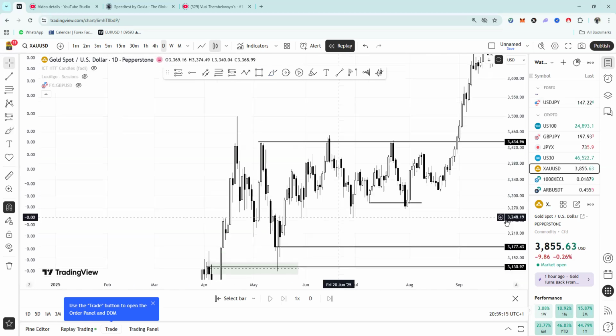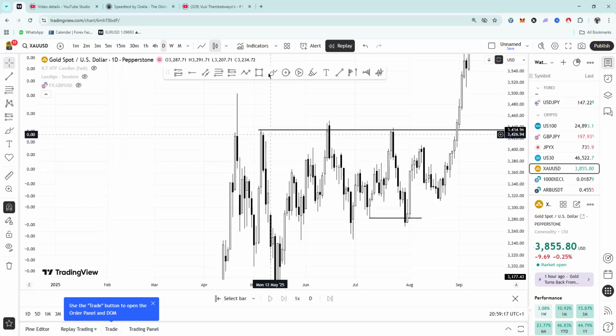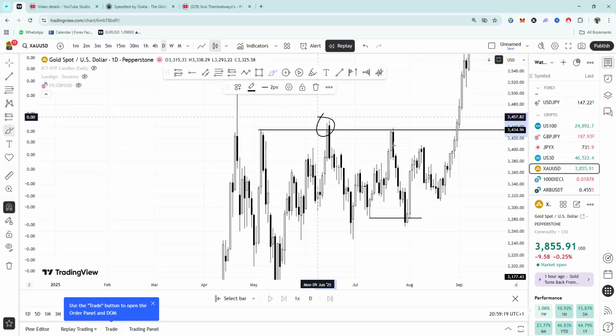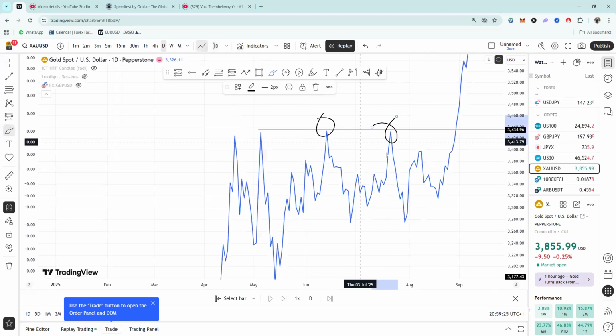All right. And if you feel like, okay, this is a resistance zone, when price comes to it now, what are you looking for? You are now waiting for a confirmation. You start looking at your model now to get in on that buy.